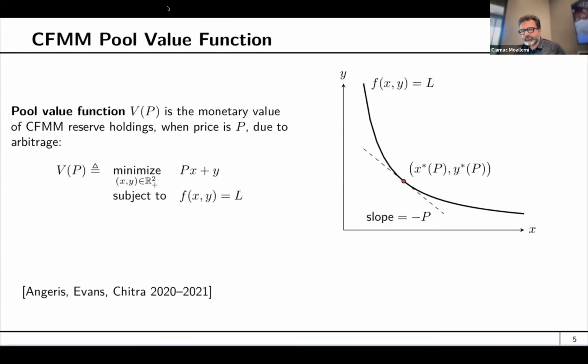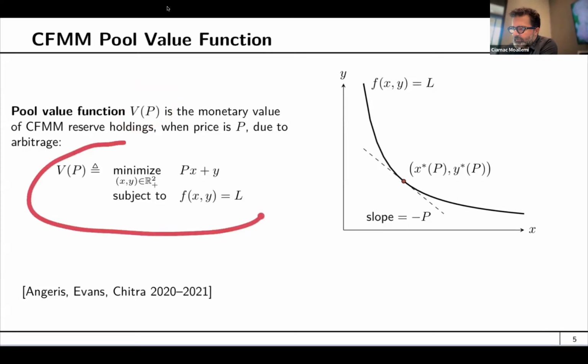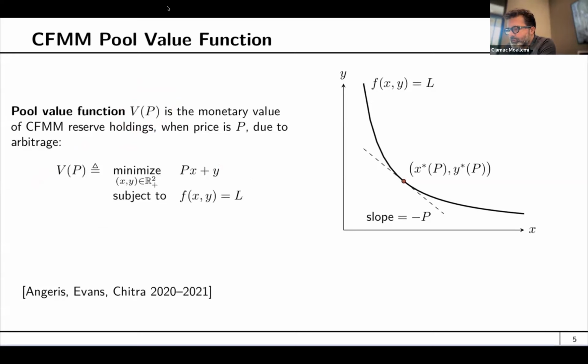What we'd like to do is analyze these objects. In particular, we're going to employ some very useful tools from the theory of convex analysis. Our starting point for that is an object called the pool value function, V(P). V(P) is defined as the value of this optimization problem. The reason why V(P) is important is that it encodes the relationship of arbitrage to the pool state. In particular, one input to the function V is this object P, that is a price.